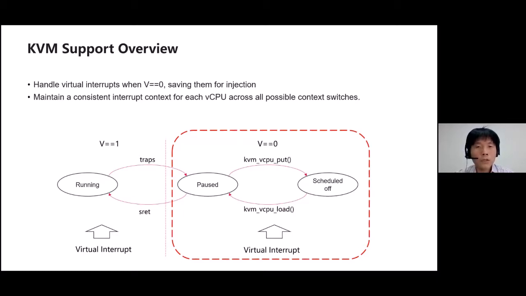The reason for the host to handle the virtual interrupt for the guest is that if the vCPU was not scheduled off, it's just paused, the interrupt controller will still regard the hart as having the vCPU running because the update of the IFMAP X register happens in kvm_vcpu_put and kvm_vcpu_load. Then the virtual interrupt will still arrive, but the vCPU is not executing.